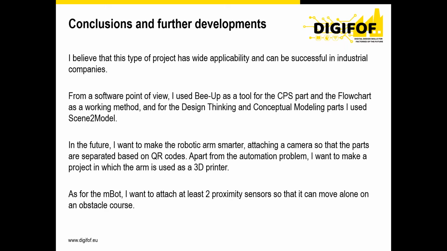In the future, I want to make the robotic arm smarter, attaching a camera so that the parts are separated based on QR codes. And apart from the automation problem, I want to make a project in which the arm is used as a 3D printer. As for the M-bot, I want to attach at least two proximity sensors so that it can move alone on an obstacle course.